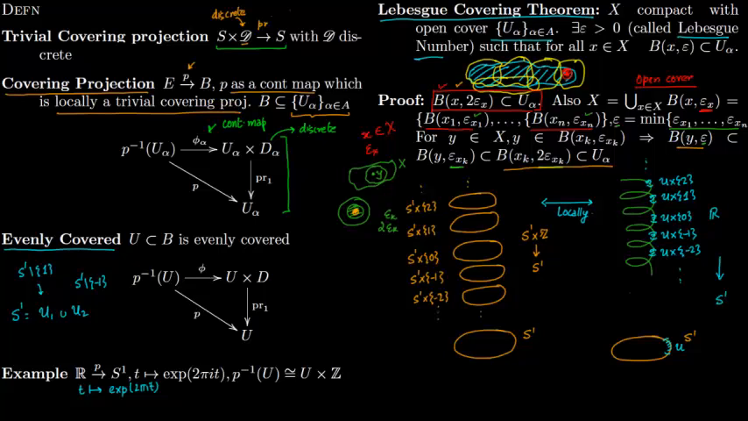We wanted to show this for all x element of X: B of x comma epsilon lies in U alpha. Instead of x, we are now writing for all y in X, B of y comma epsilon lies in U of alpha by this entire chain. So we have just shown the result. We are just using this statement instead of the above one. And that is it.